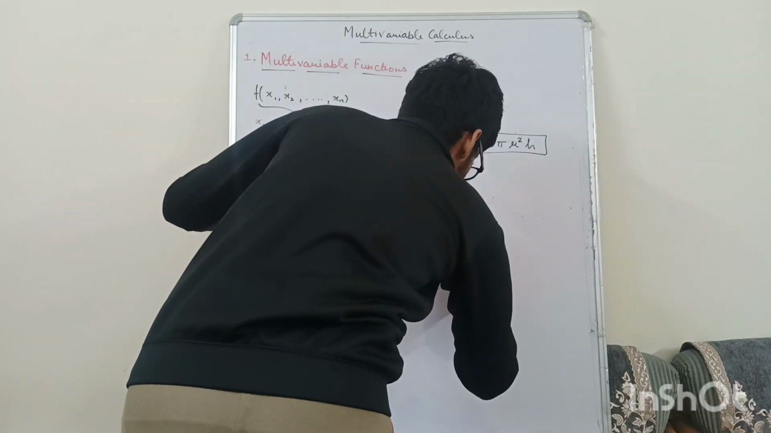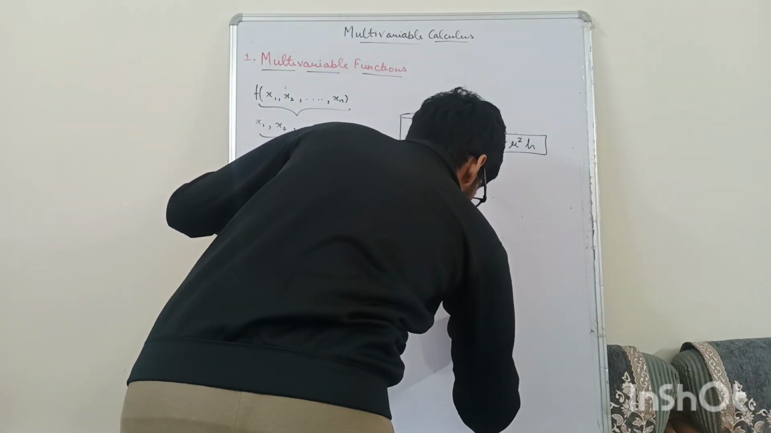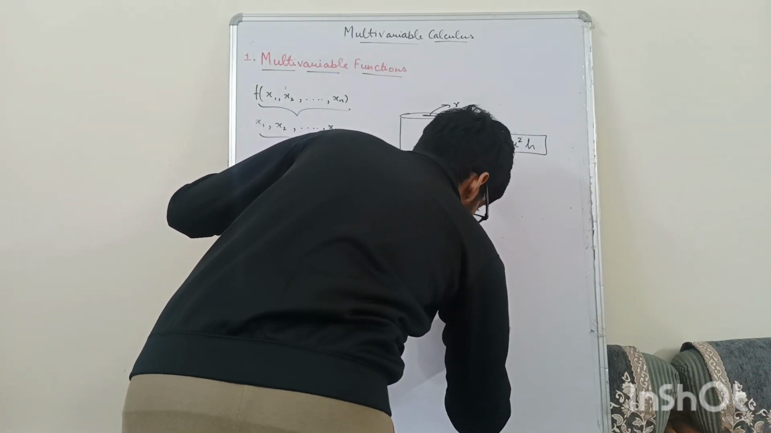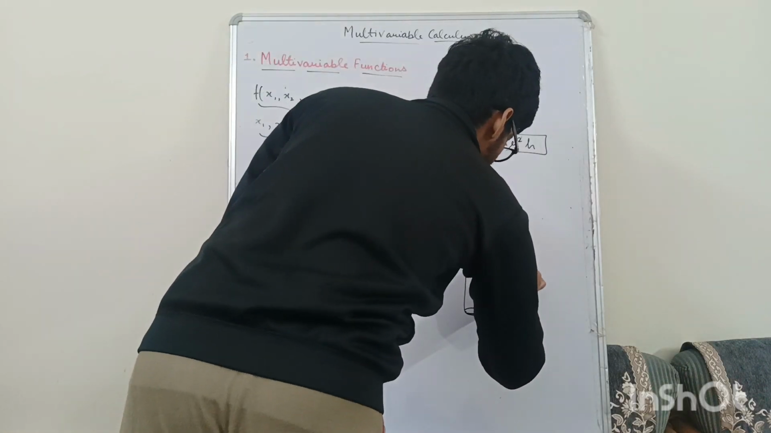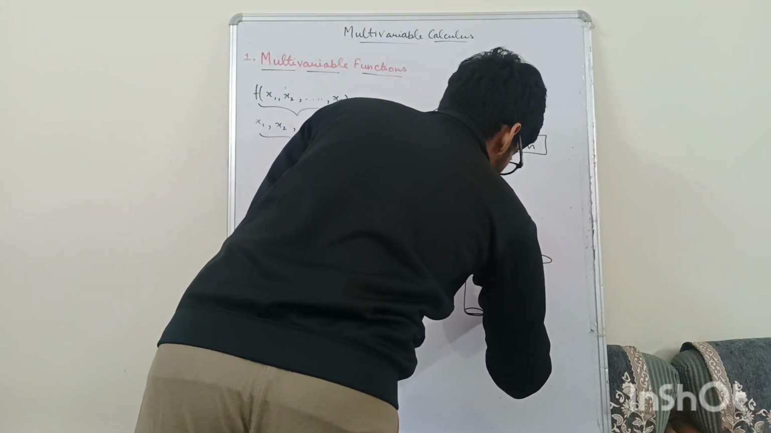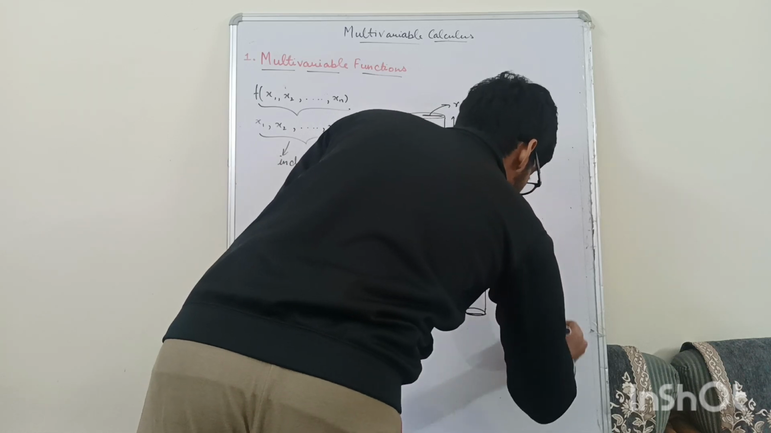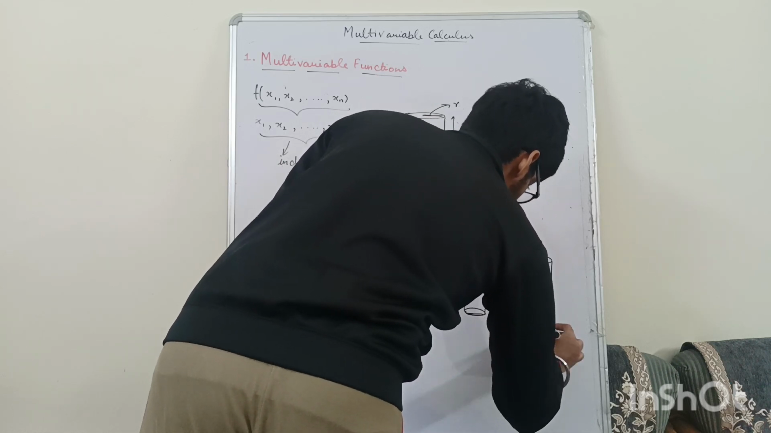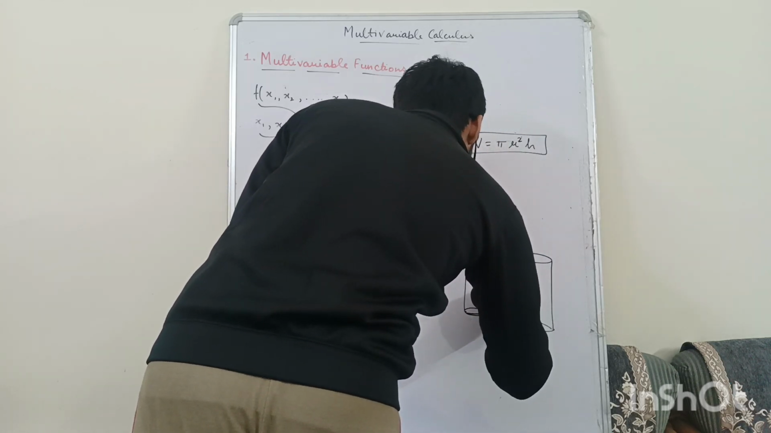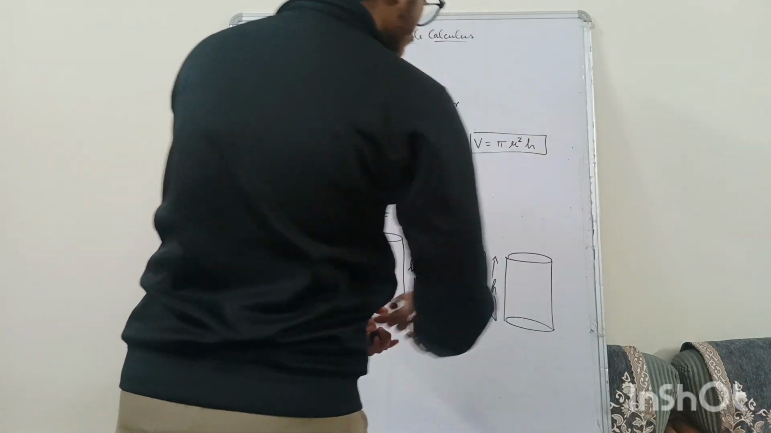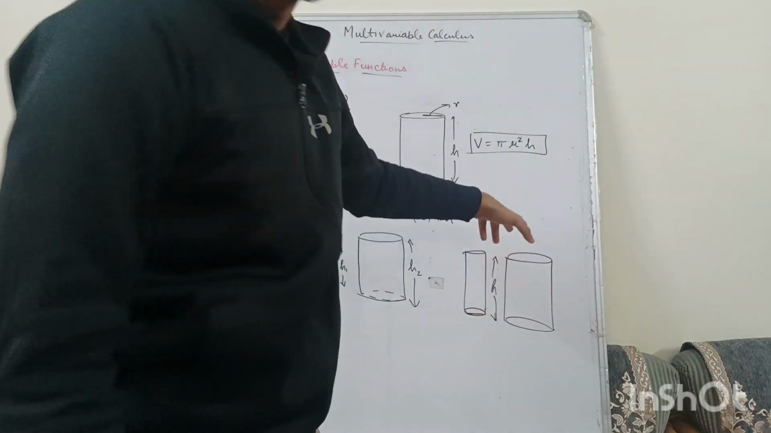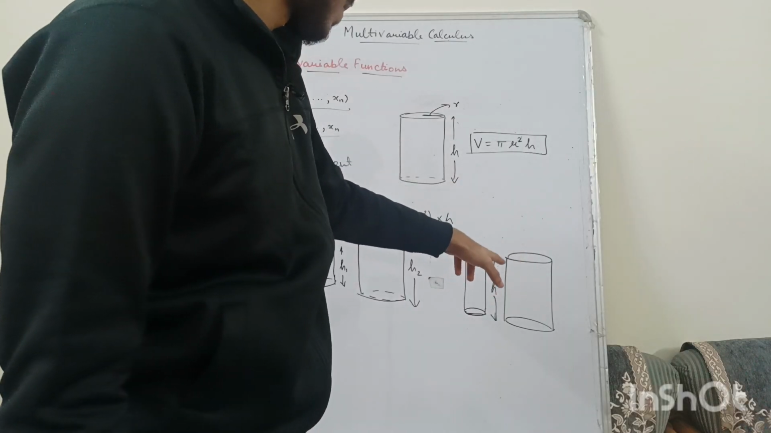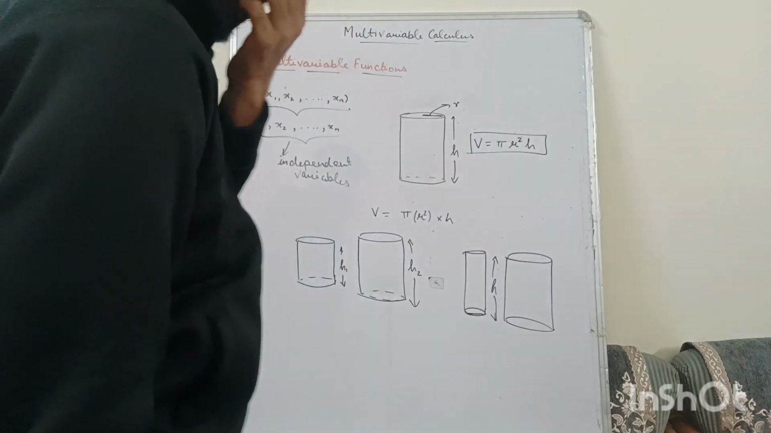So if I vary the radius and keep my height constant, I get a cylinder like this, or a cylinder like this. So they both are having the same height h, only the difference between these two cylinders is the difference in the radius of the circular bases.